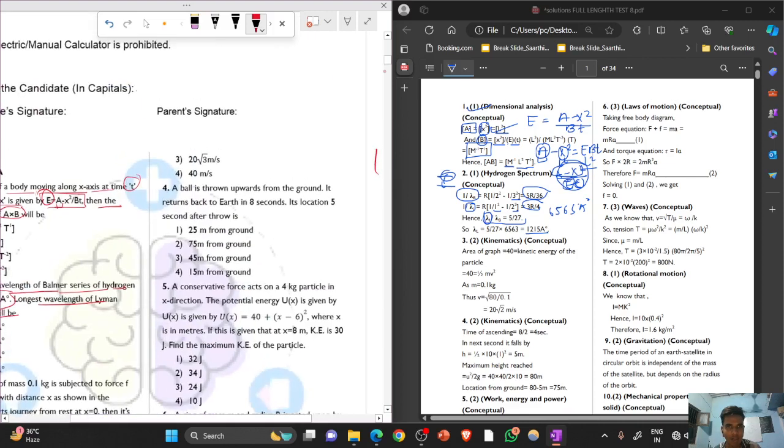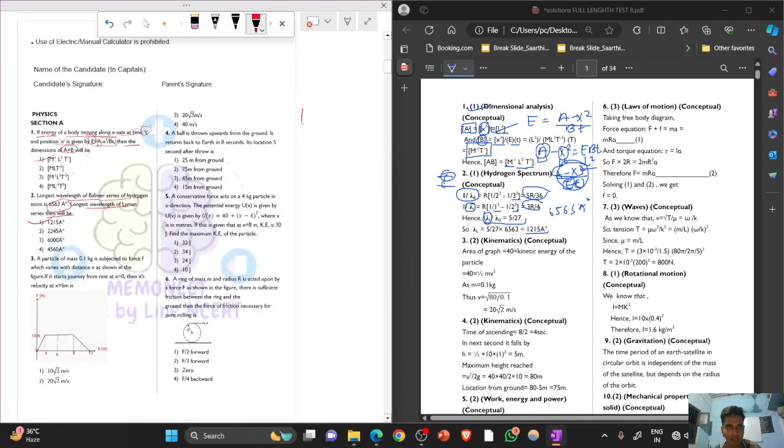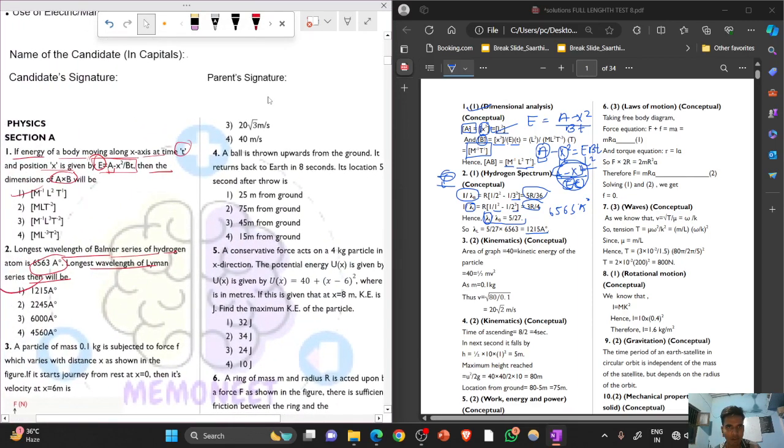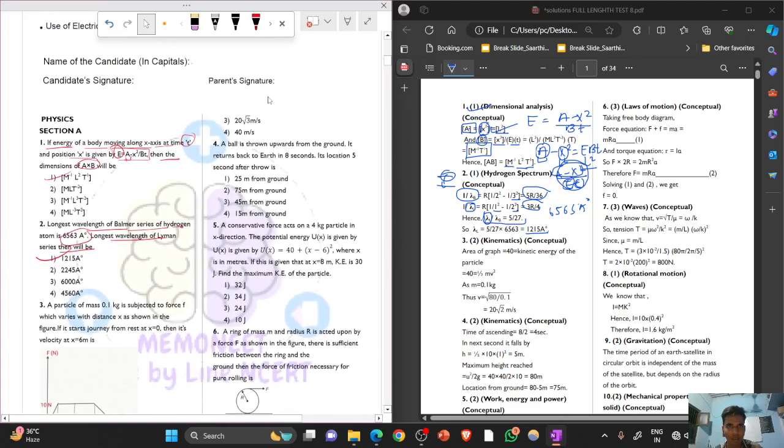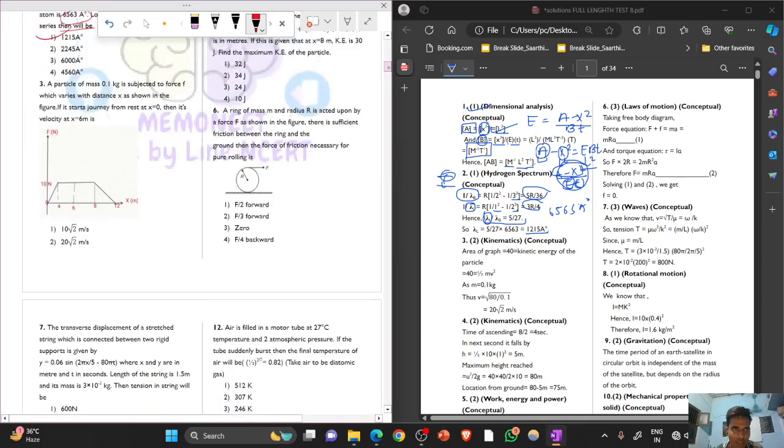Okay, let me adjust the size so that it will be more comfortable for you. Okay, now it is adjusted. Okay, now moving to the next question.